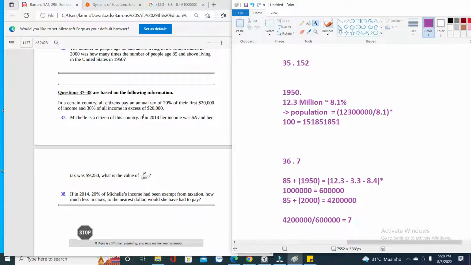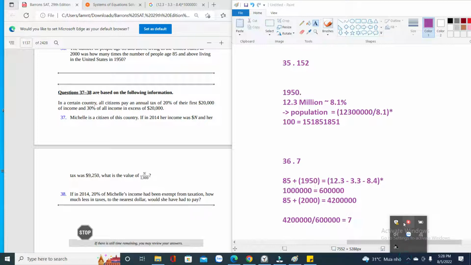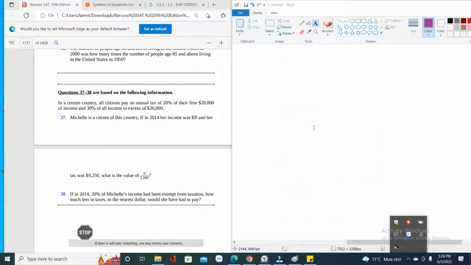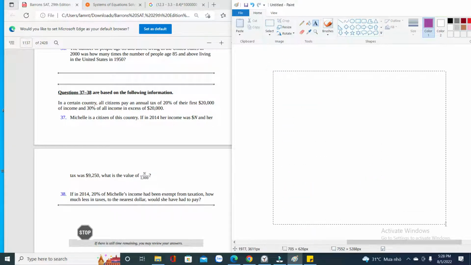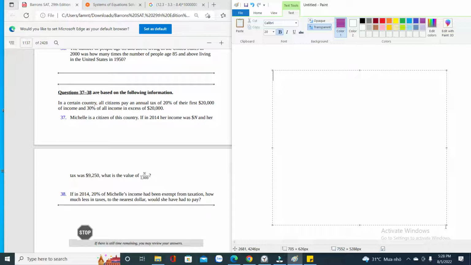So in a certain country, citizens pay annual tax of 20% for the first 20,000 of income and 30% for all income in excess of 20,000. Okay, so that's a good tax. Michelle in 2014 her income was n and her tax was 9,250. What is the value of n over 1000?